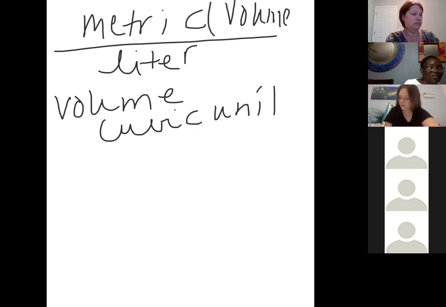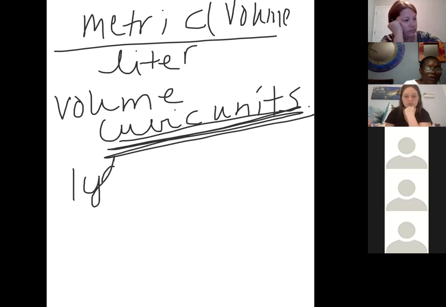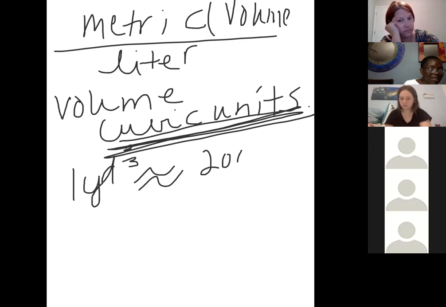All right, now volume involves cubic units. So when you're multiplying, guys, to find volume, you're going to be multiplying 3 components. And because you're multiplying 3 components, you're going to be using cubic units. So be careful with this. Now, here's a couple of other measurements to pay careful attention to. 1 cubic yard is approximately 200 gallons when we talk about volume.